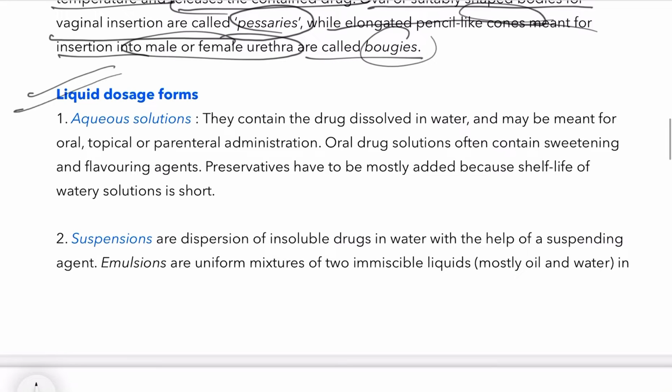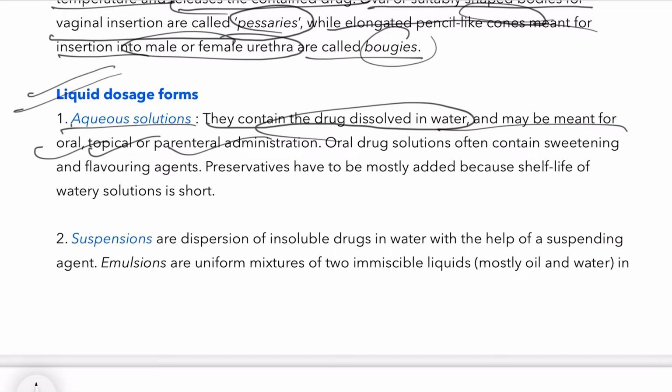Now next is liquid dosage forms of drug. Already we have discussed solid. Now liquid is aqueous solutions. They contain the drug dissolved in water, and may be meant for oral, topical or parenteral administration. Which you can take orally, as I told, topical, and parenteral, that which can occur elsewhere in the body except mouth and GIT.